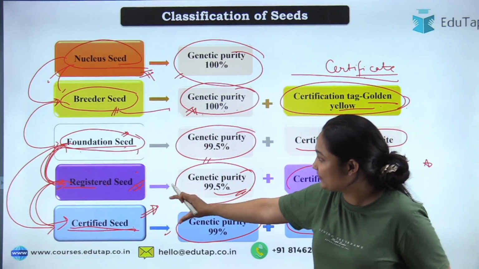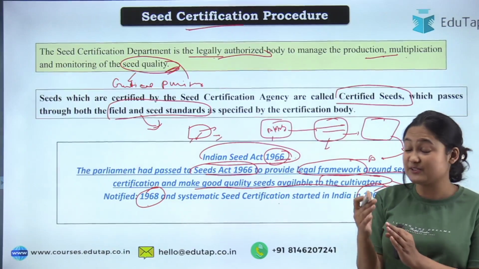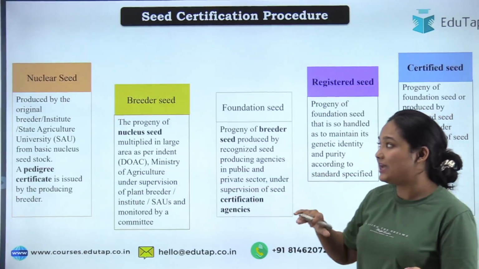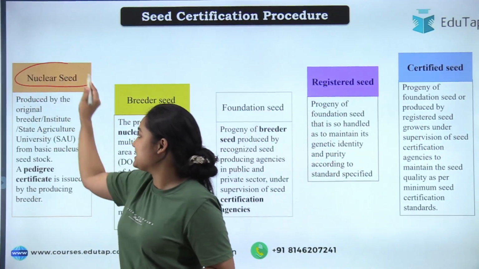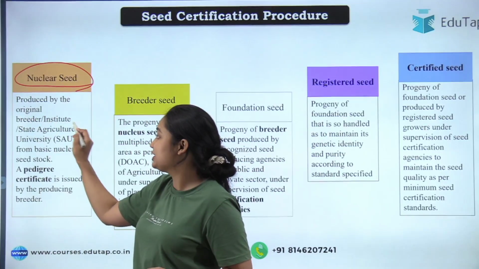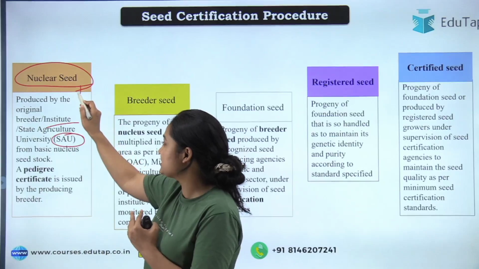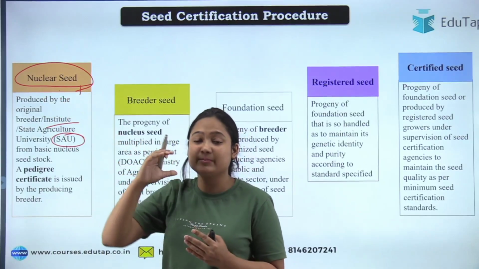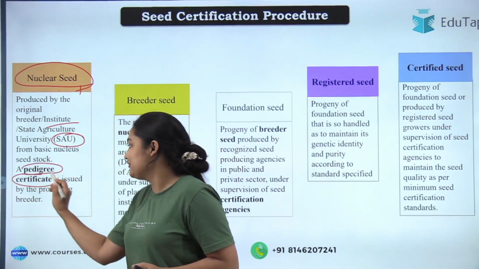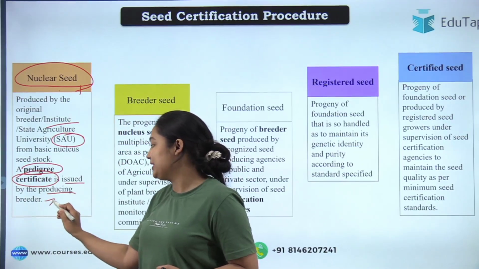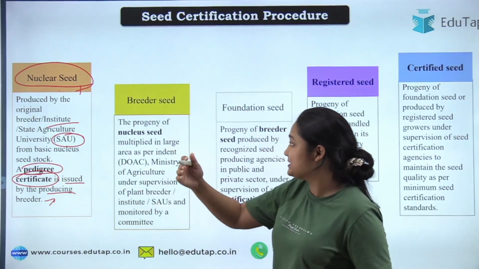Now we will quickly discuss the seed certificate. We have discussed types of seeds, so quickly discuss who develops it and from what seed what other seed comes. First of all, nuclear seed, as I have told you, is developed by original breeders, institutes, SAUs, or any researcher interested in developing a variety. In nuclear seed, the pedigree certificate is very important, because it provides proof that you have developed the variety. So that is the pedigree certificate.